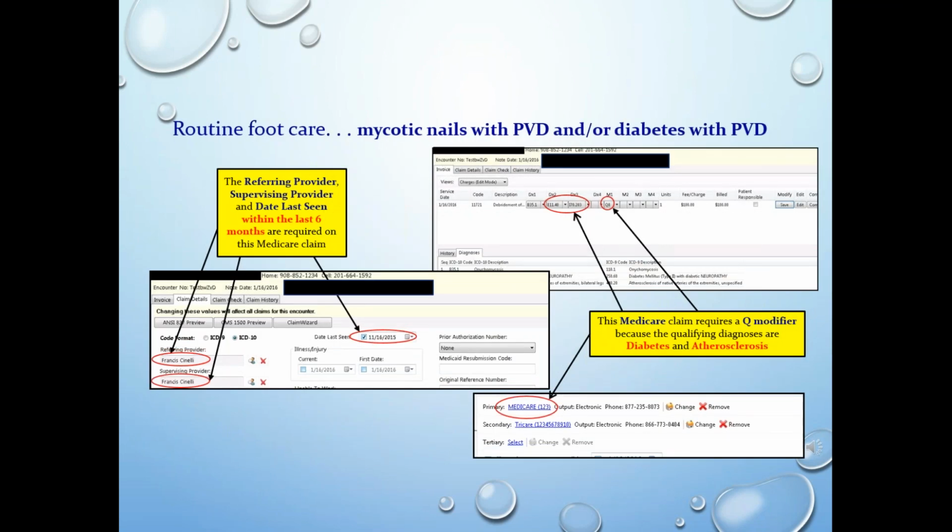In this description in the upper right, you'll see that in addition to B35.1, this patient has the diagnosis of diabetes and atherosclerosis, necessitating the use of the Q modifier, showing the patient to be at risk. And in the middle left-hand image, you'll notice both the referring and supervising physician is filled in, along with the date last seen. Very, very important to make certain that is filled in, and it goes right on that claim details screen itself.